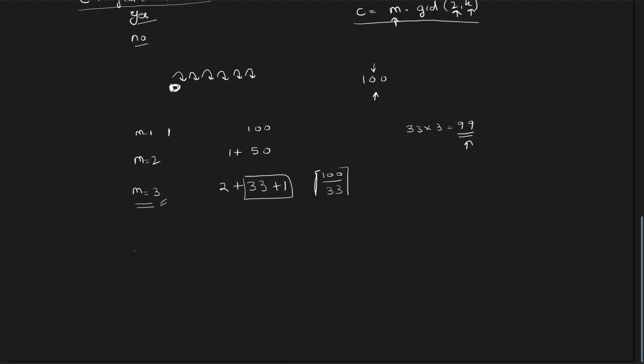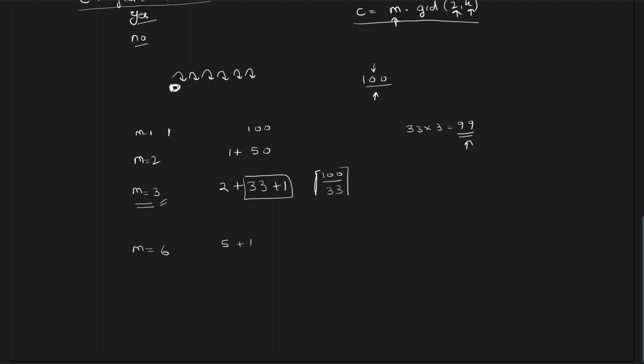Now let us take some other value such that 100 is not divisible by m. For m equal to 6, let us see what happens. First of all, you would need to make 5 operations just to make the value of m equal to 6.